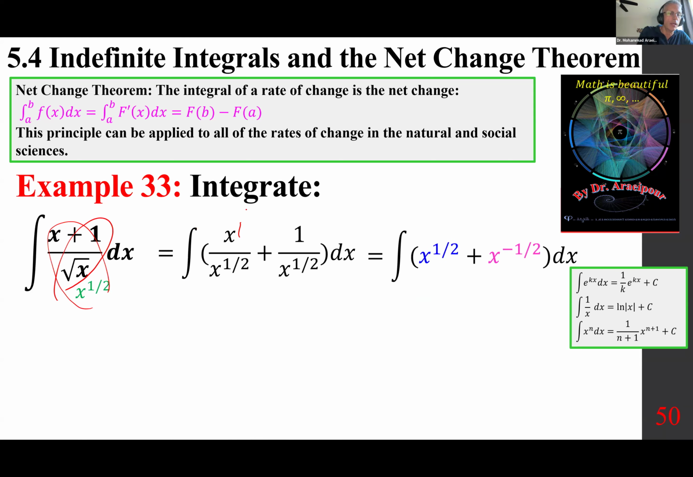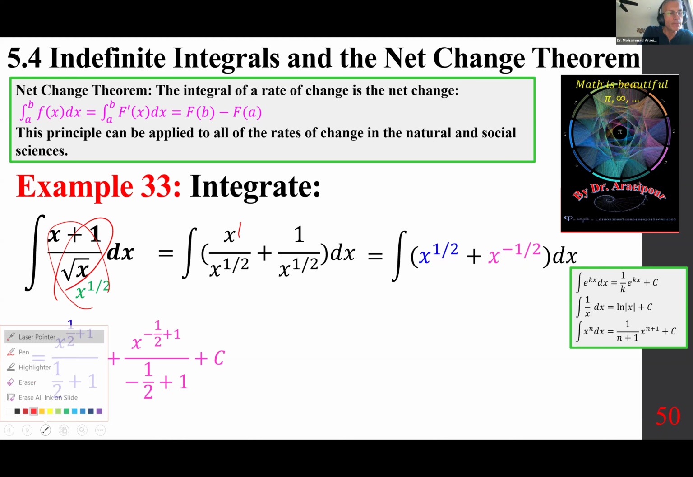And now we use the power rule. 1 over 1/2 plus 1, x to the power of 1/2 plus 1, plus 1 over negative 1/2 plus 1, x to the power of negative 1/2 plus 1, and a constant. And I'm going to box this, reminding you this is the only calculus step.